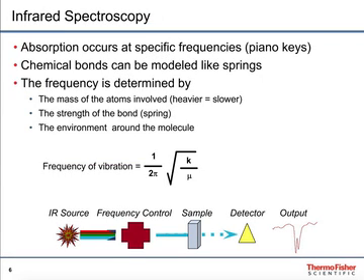And here is how that relates. The absorption of the infrared light occurs at a specific frequency. Imagine those piano keys, each playing a single frequency. When the molecule absorbs, it absorbs at well-defined frequencies.